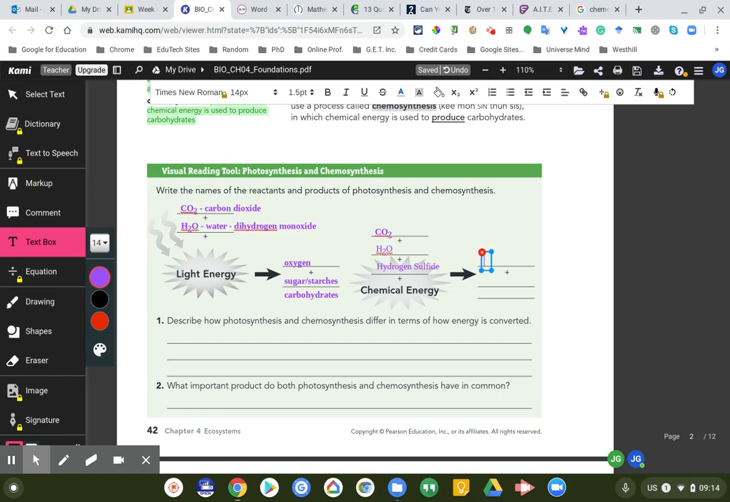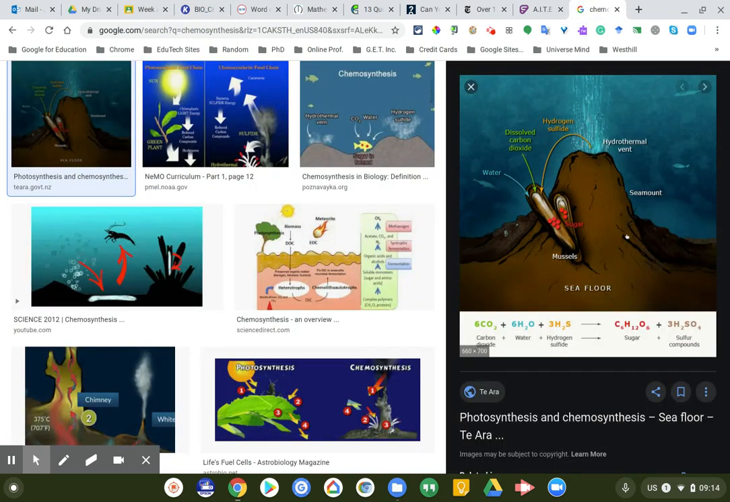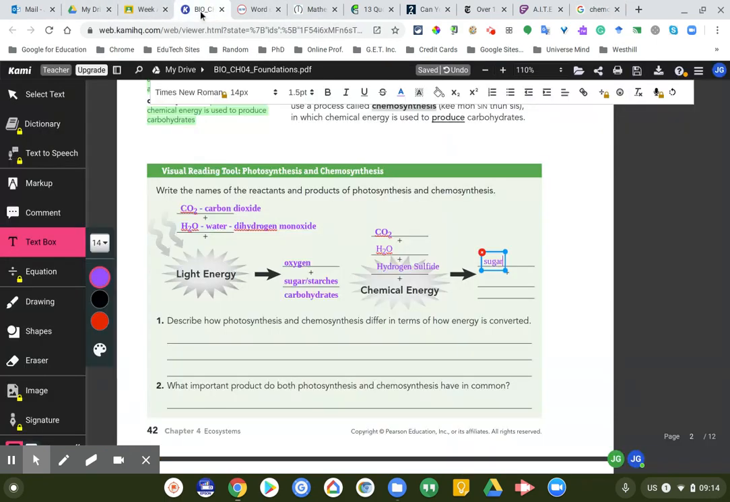And what does that produce for these plants that don't have sunlight? It produces sugar. Yes, it produces sugar. It's basically what we all need to exist. So it produces sugar or other carbohydrates. And what else? It's two lines here. It's a sulfur compound. Sulfur compounds.